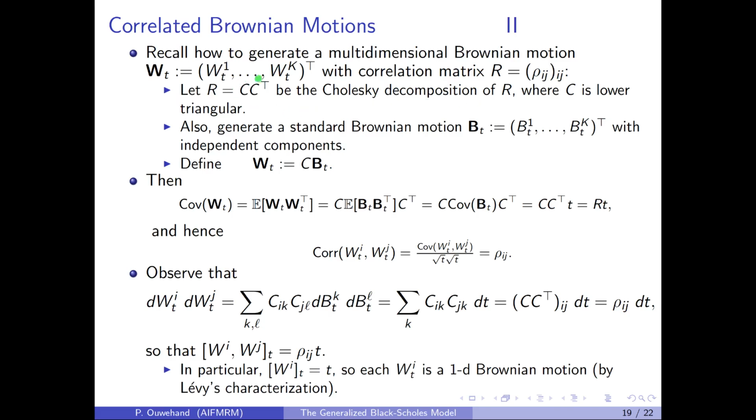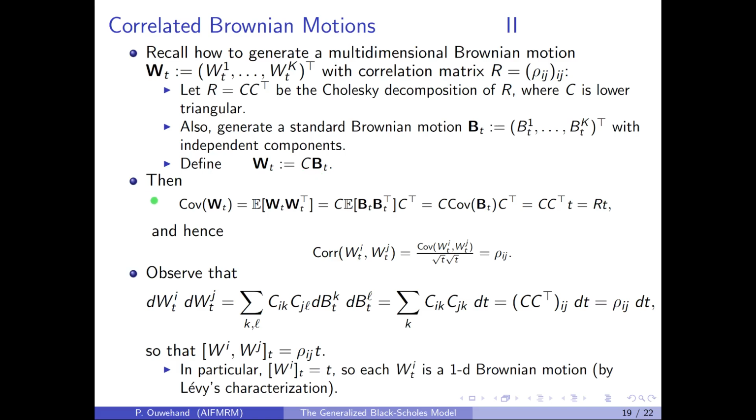Let C times C transpose be the Cholesky decomposition of the correlation matrix, where C is a lower triangular matrix. Also generate a standard Brownian motion, B, with the same number of components, namely K, but with independent components. Then define W to be the matrix C times the vector B.